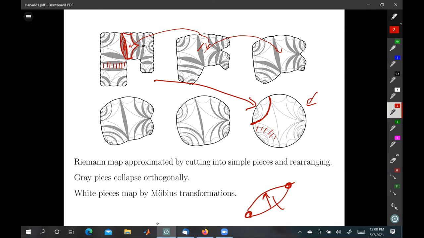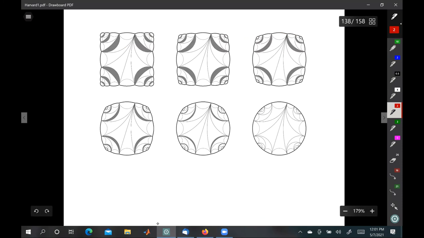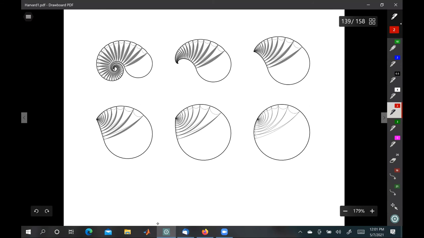And so somehow understanding the Riemann mapping up to a bounded amount of error is just cutting the domain into pieces and rearranging the pieces into a disk. It's kind of like the famous dissection problem about taking two polygons and cutting them into pieces and rearranging them into each other. This has a sort of similar feel to it. And then here are some other examples of scaling families that map more complicated domains to the disk.